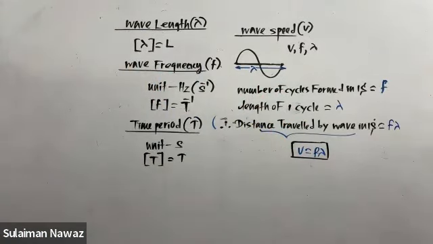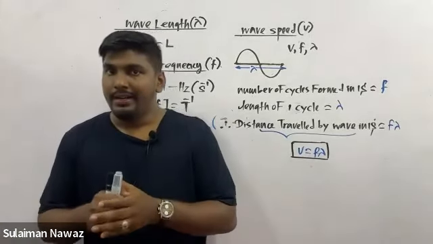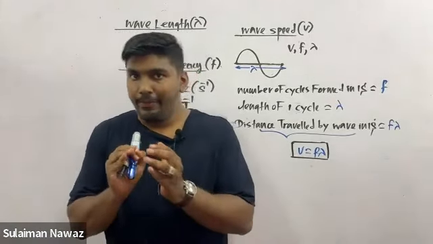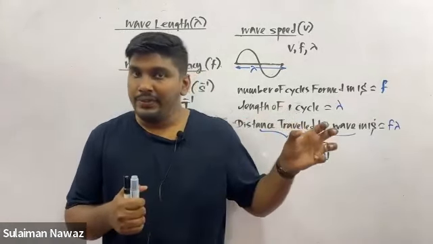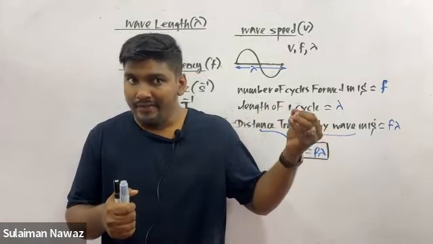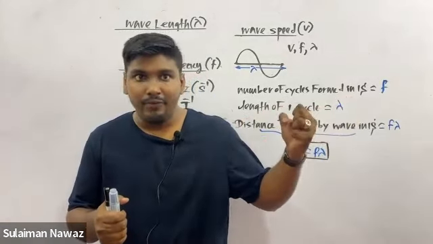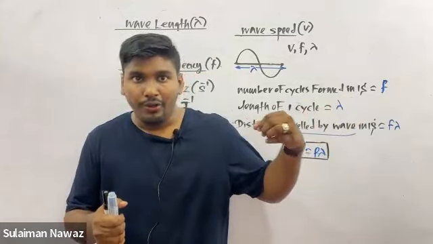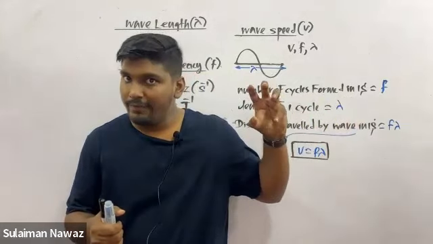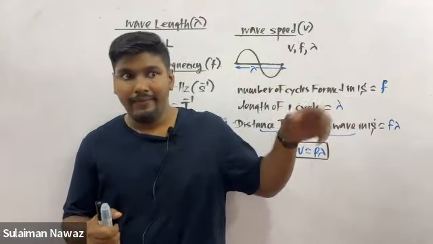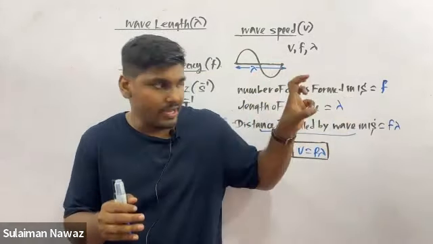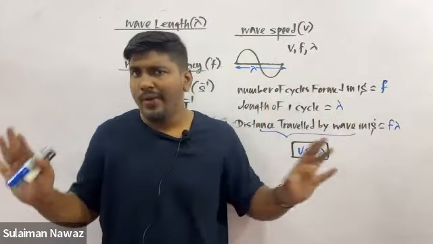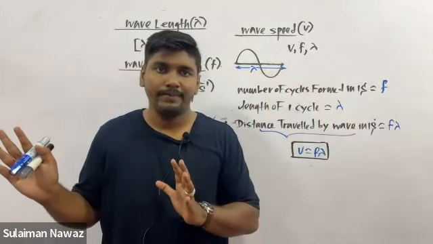Then that section is done. Now, there are some important points related to the V equals f lambda equation. Why do we use the V equals f lambda equation? When a wave is propagating in a medium, it can be a water wave on the surface of water, a sound wave in the air, or a transverse wave in a rope. We can apply V equals f lambda for any type of wave, right?